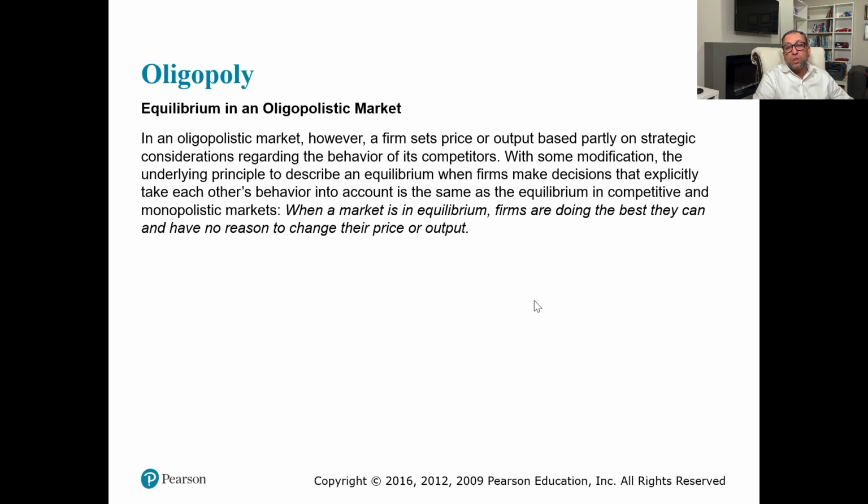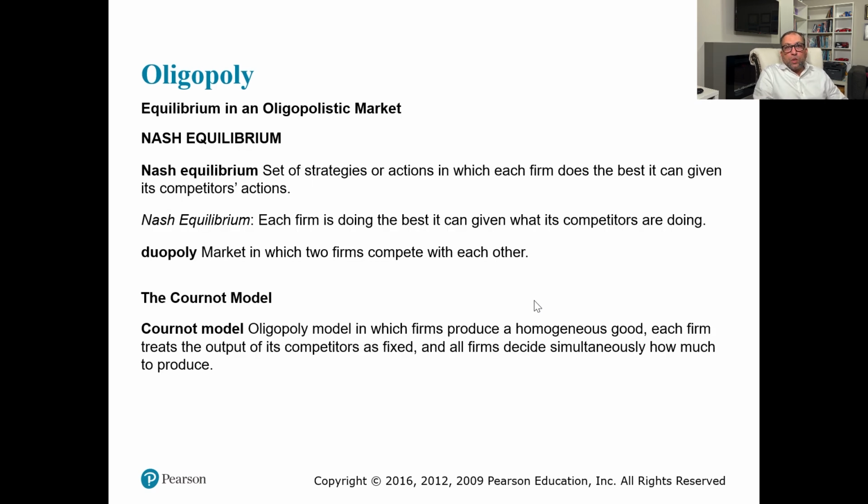So when the market is in equilibrium, firms are doing the best they can and have no reason to change their price or output. Now, this type of strategic decision making is a concept introduced by Nash, an economist cum mathematician, and that's why we call it a Nash equilibrium. Nash equilibrium is a set of strategies or actions in which each firm does the best it can, given its competitors' actions. So they are doing their best, keeping in mind the action, or you can say the reaction, of the competitors. Each firm is doing the best it can given what the competitors are doing. That's the way we can define Nash equilibrium.